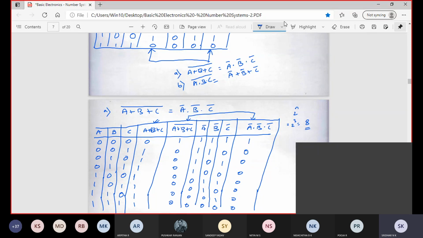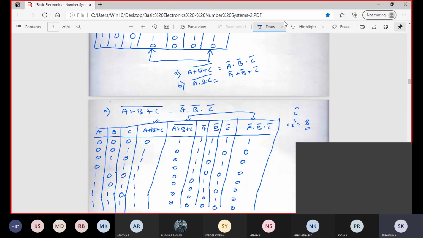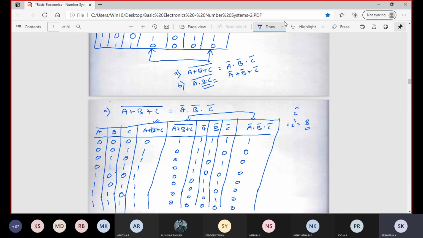Okay, like this we can prove a theorem for any number of variables also. De Morgan's theorem. Okay, so this is just for your reference. Similarly, you try to prove B1. Okay, you try to prove this as homework. Will you prove it as homework? Yes, sir. Right.